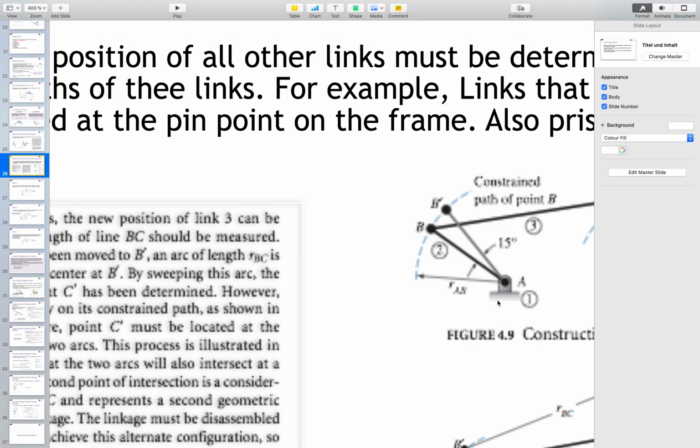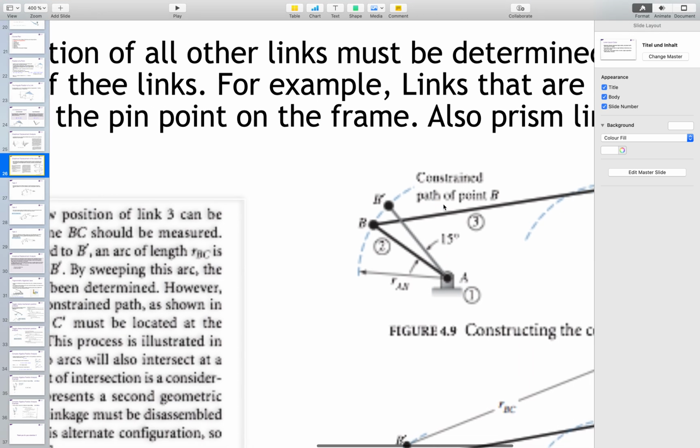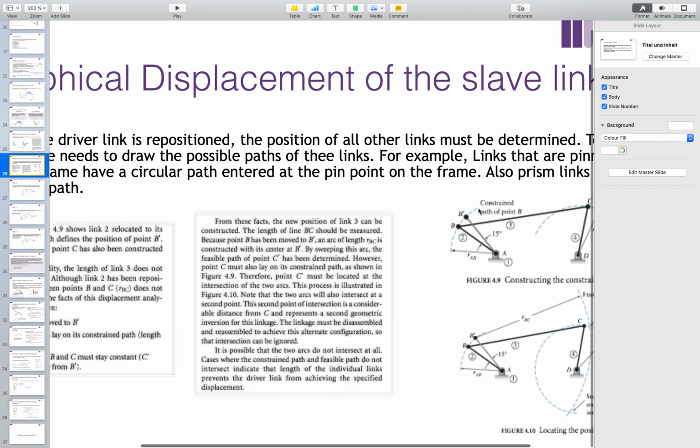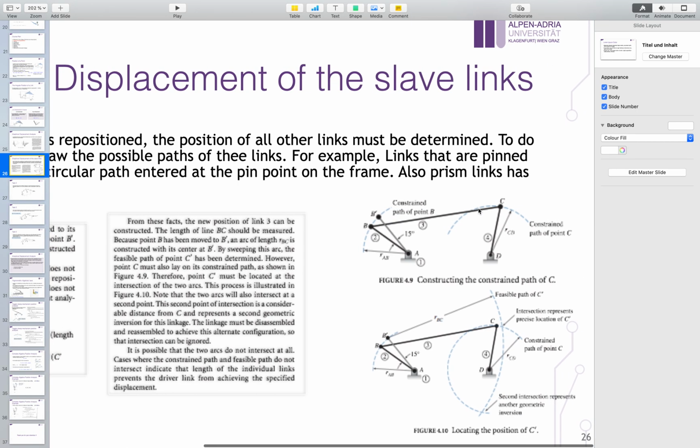And here A and B prime. Okay, and basically what is happening there is, let's say that there is an angular displacement of 15 degrees for the driver, which would result in moving B from here to that position along that curve. What would be the new position of, let's say, point C here, because this is a slave.